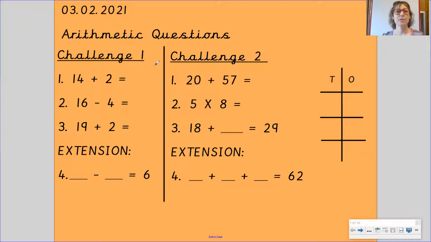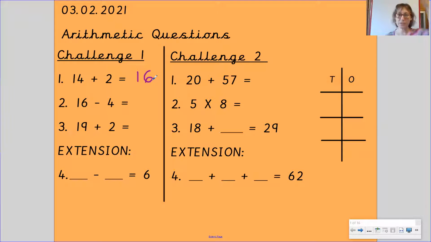Right, let's start with challenge 1 as always. 14 add 2. And again, I can do that in my head. I'm going to put the 14 in my head and the 2 on my fingers. 14, 15, 16. So there are different ways to do these questions, and I'm going to just use my head today. Tomorrow I might use the ruler.